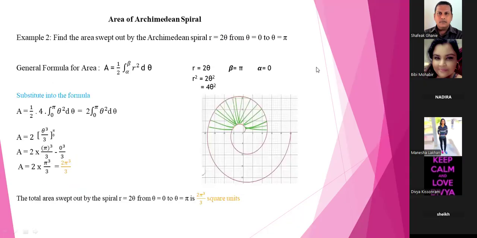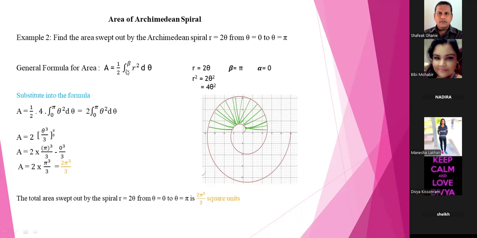The second one, we have find the area swept out by the Archimedean spiral r equal to theta from theta equals 0 to theta equal pi. The same steps we do again. We have the formula.